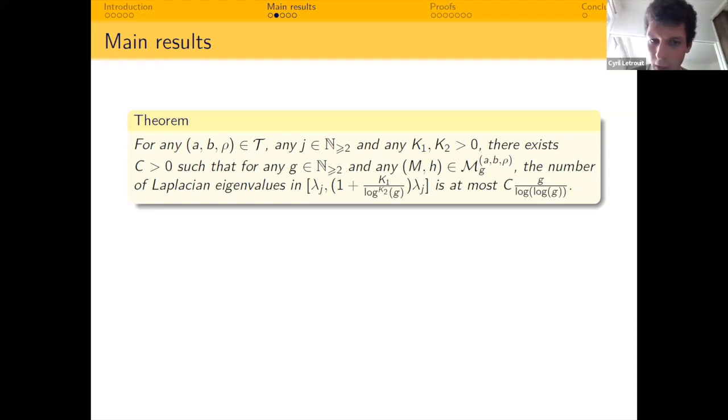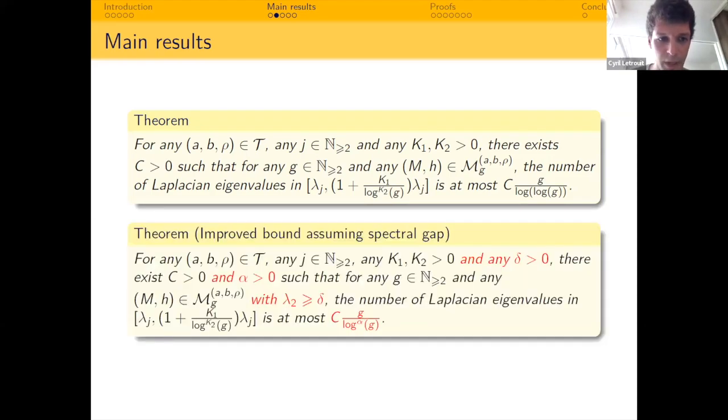There is a second version, slightly stronger, if you assume a spectral gap on the surface. It's exactly the same statement, except that I put the differences in red. You have this triple, this index, this constant, and you add delta, which will be the spectral gap. Then there exist C and alpha such that for any G, any surface in this set, with the assumption moreover that there is a spectral gap lambda 2 greater or equal to delta, the number of eigenvalues in the same interval is at most, instead of C G over log G, C G over (log G) to the alpha.